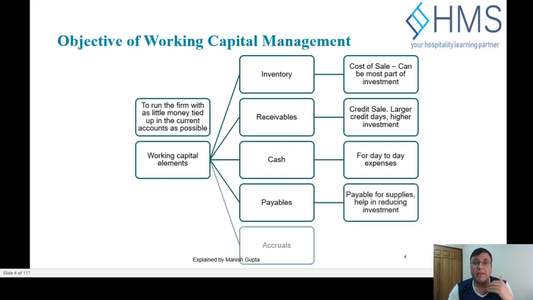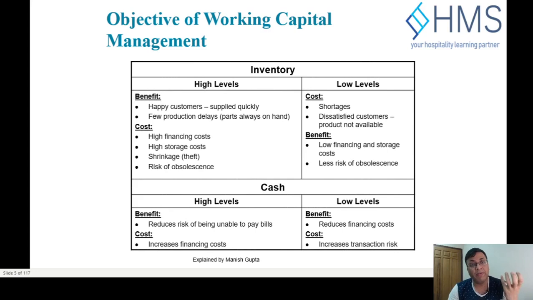So basically, high levels of inventory have some benefits, which is you can supply quickly and have fewer production days. But the cost of having a higher inventory is obviously a higher investment. If you are taking a loan from the banks or from government, then you are using that money to keep higher inventory, which is not producing anything, so you are paying unnecessary interest. Higher inventory also causes high storage cost, risk of going out of fashion, risk of obsolescence, risk of shrinkage, risk of spoilage. So there are always risks.